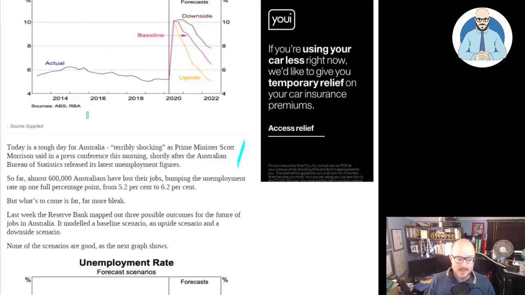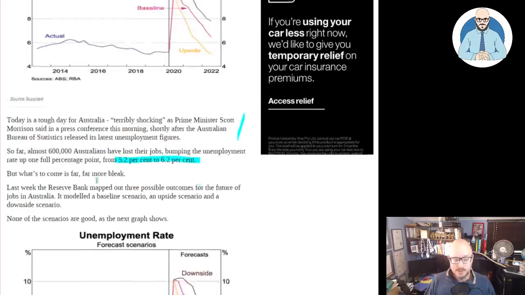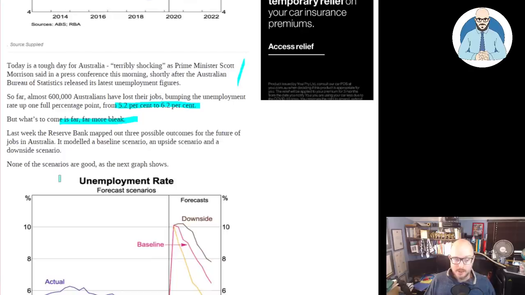So far, almost 600,000 Australians have lost their jobs, bumping the unemployment rate up one full percentage point from 5.2% to 6.2%. But what's to come is far, far more bleak. Last week, the Reserve Bank mapped out three possible outcomes for the future of jobs in Australia. It modelled a baseline scenario, an upside scenario, and a downside scenario. None of the scenarios are good, as the next graph shows.